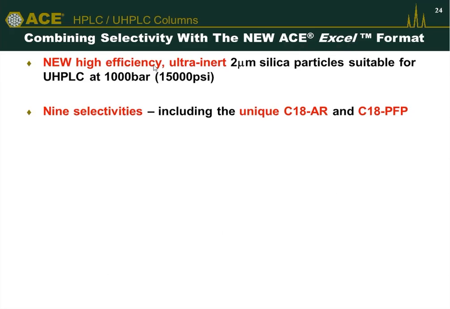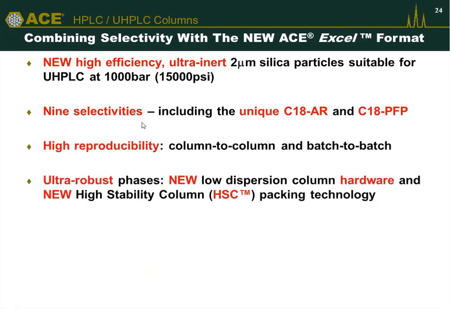And this is a very high efficiency silica based on very inert 2 micron silica particles, which are suitable for use at 1,000 bar. All of the selectivities that ACE offer are available, including the 2 that I've told you a bit more about today, the C18AR and the C18PFP. These phases are highly reproducible, and that's important. We spend a lot of time designing these phases to make sure that the reproducibility, column to column, batch to batch, and also particle size to particle size for scaling is very, very good.